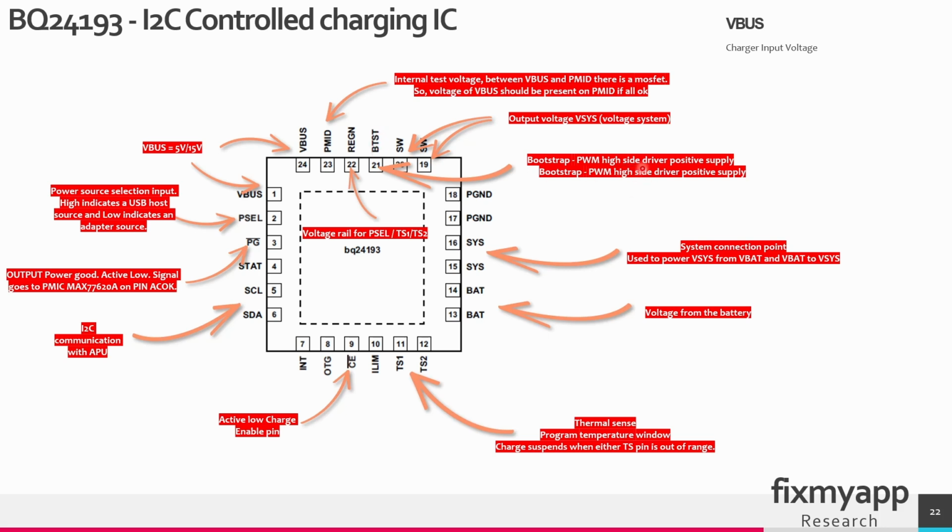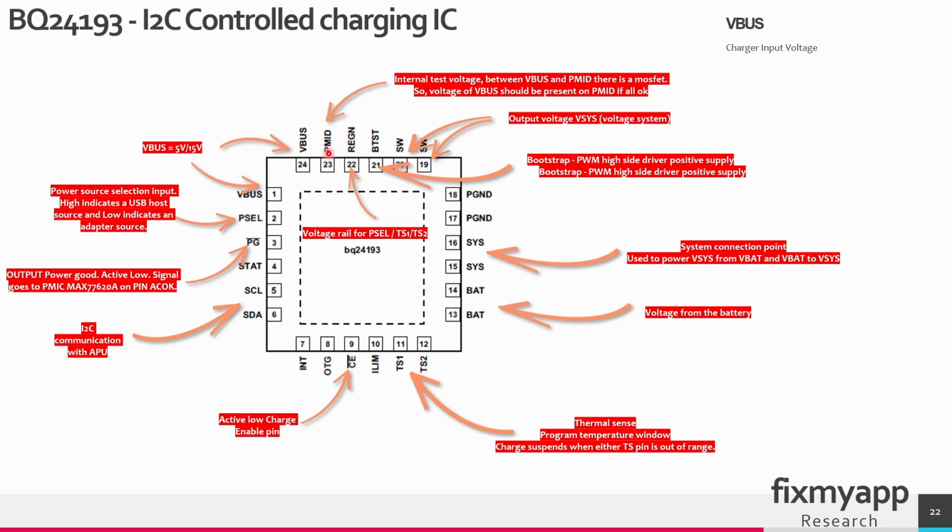It's a PWM high side drive or positive supply, so I don't exactly know what the purpose is of this one. So 22 is used as a voltage rail. It will deliver voltage to the divider circuit that's located here to program this temperature window. So this is eventually a low drop voltage rail.